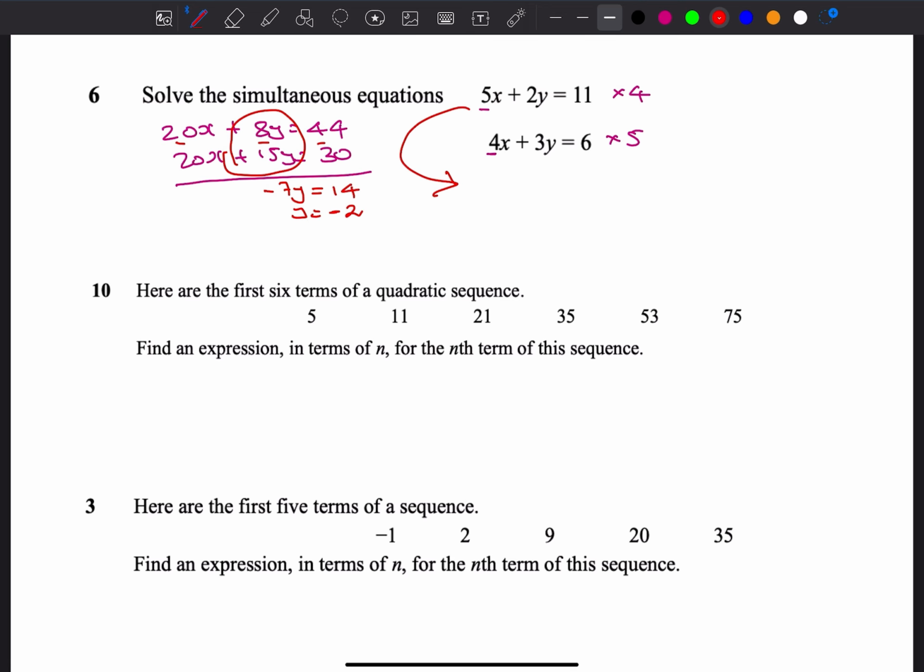Pick the first one. 5x plus 2 bracket y, where y is minus 2, equals 11. That gives you minus 4. 5x equals 11, and the minus 4 will go to the other side as add 4, so 11 add 4 is 15. x is just 15 divided by 5, just 3. So those are your answers.